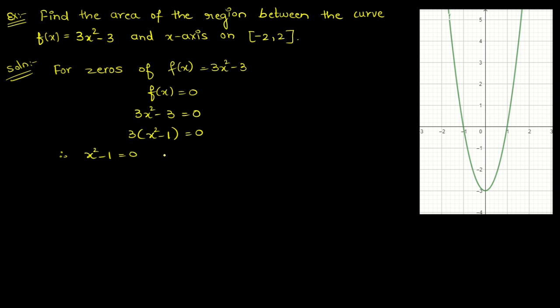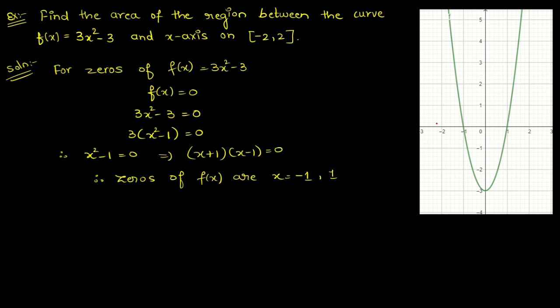So it's in the form of a square minus b square. So it is x square minus 1 square, that can be written as x plus 1, x minus 1 equal to 0. Therefore, the zeros of f are, if you simplify this, x is equal to minus 1 and x is equal to plus 1. So we have got 2 points now.